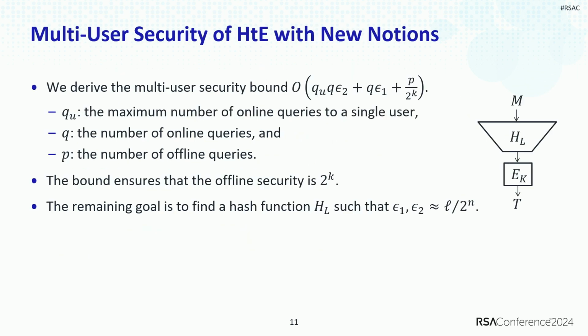Using these notions, we derive this security bound, where capital Q_U is the maximum number of online queries to a single user, Q is the number of online queries, and P is the maximum number of offline queries. This term ensures that the offline security is k bits. The remaining goal is to find a hash function such that epsilon1 and epsilon2 give almost optimal probability.